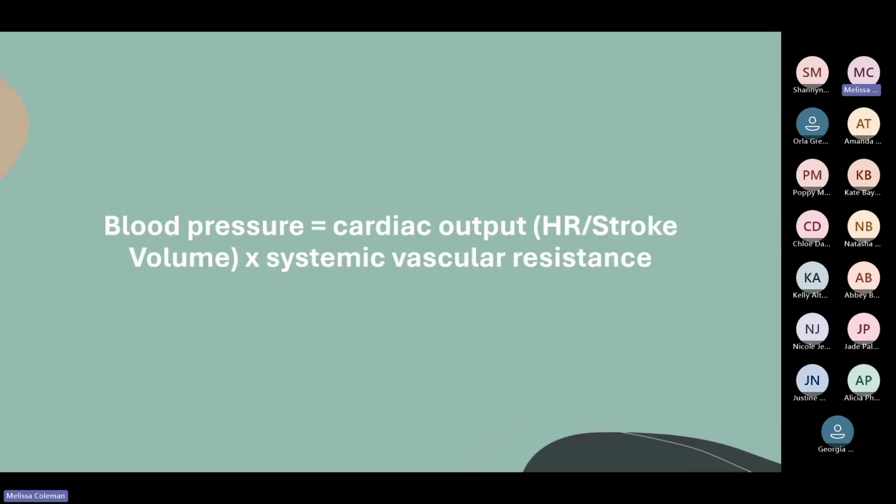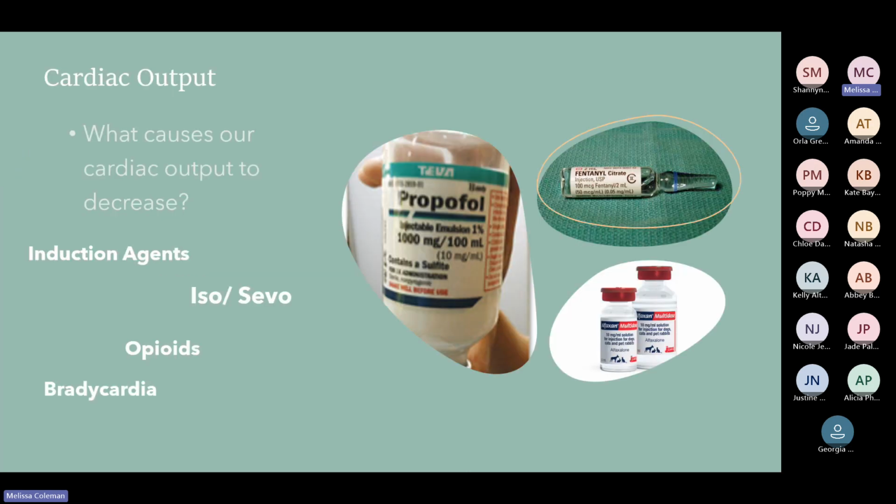Just going back to this again, we're going to go through the 3 main things that affect our blood pressure and what causes them while our patients are under anaesthesia. So our first one is our cardiac output. Anaesthesia causes direct cardiac depression. Can anyone think of what could cause our cardiac output to decrease?